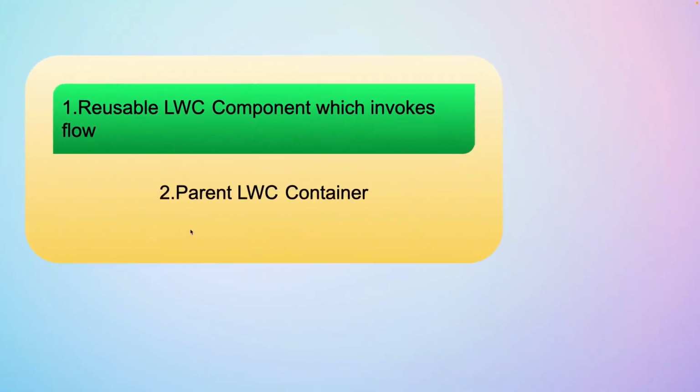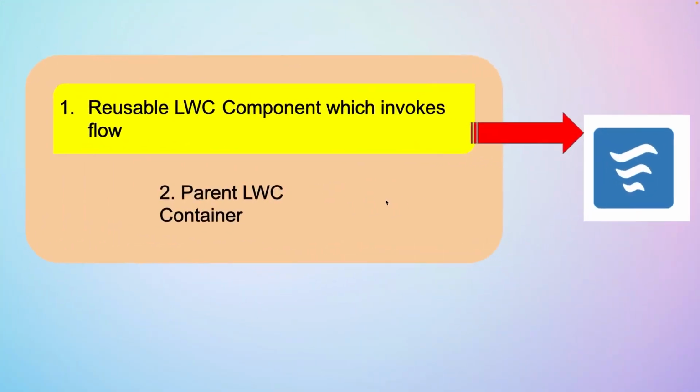And secondly, we will be creating a parent LWC component. The parent LWC component will be holding the reusable child component. You can see I have written in here as container. Alright. And lastly, the flow will be invoked.